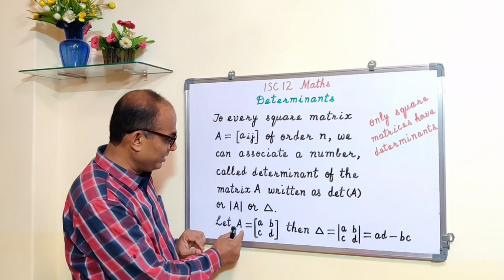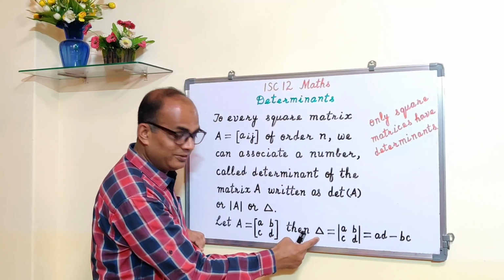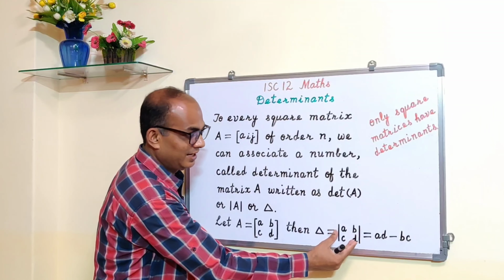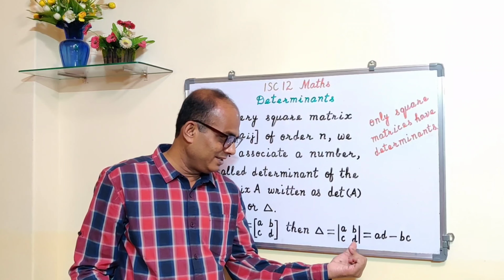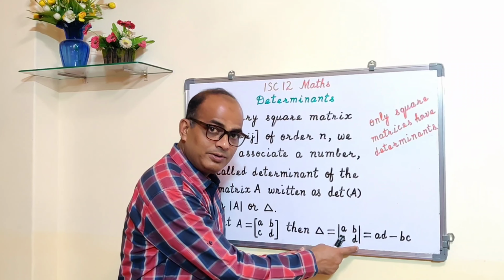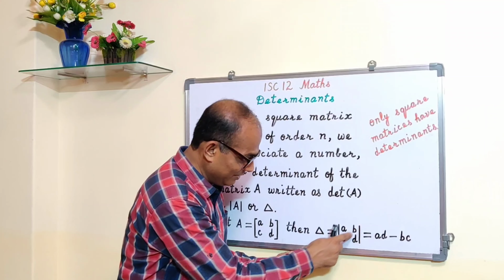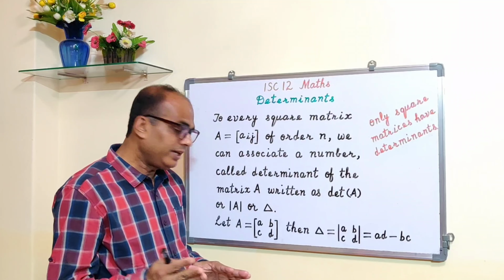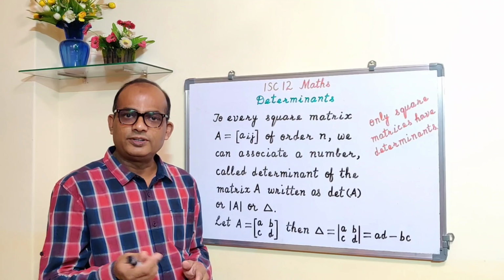then the determinant of this square matrix A, which we write as delta, is equal to A, B, C, D, same elements, but between two vertical lines. And we evaluate this like AD minus BC. First, from the top left element to the bottom right, we multiply A into D, AD, minus B into C, BC. Clear? We can have a square matrix of order 3 by 3 also.